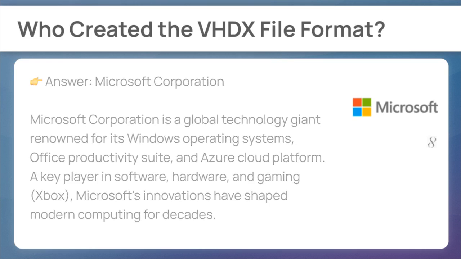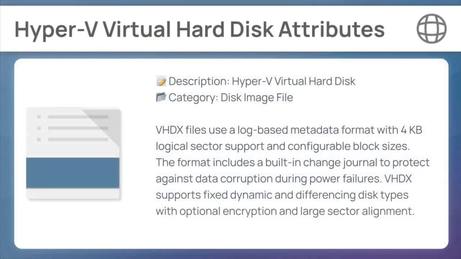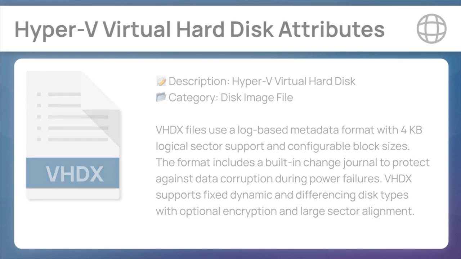VHDX files use a log-based metadata format with 4 KB logical sector support and configurable block sizes. The format includes a built-in change journal to protect against data corruption during power failures. VHDX supports fixed, dynamic, and differencing disk types with optional encryption and large sector alignment.